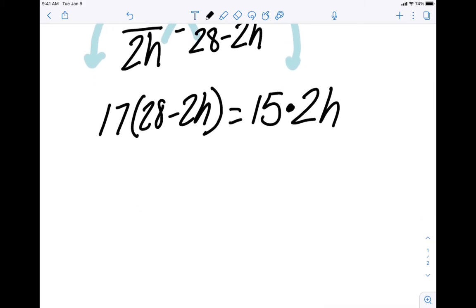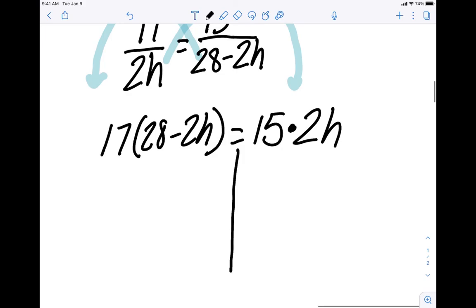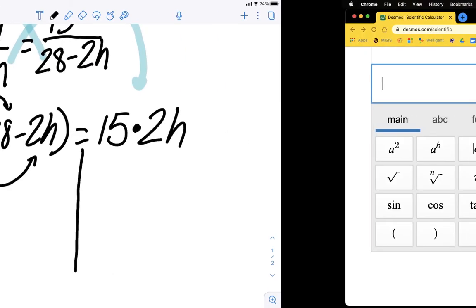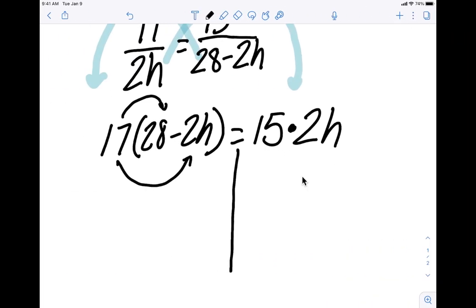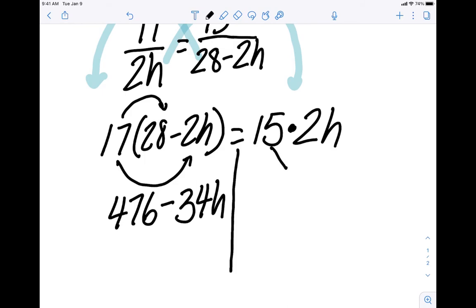Okay, so let's draw a line of separation. Let us remember that 17 times 28 and 17 times 2h. So 17 times 28, I don't know what it is, so let me use my calculator here. 17 times 28 is 476. Okay, so this is 476. 17 times negative 2h, I know what that one is, negative 34h. 15 times 2 is 30h.